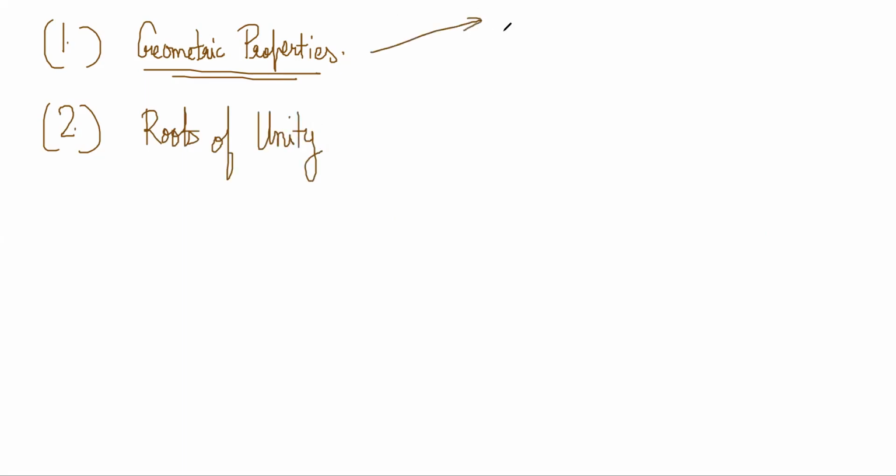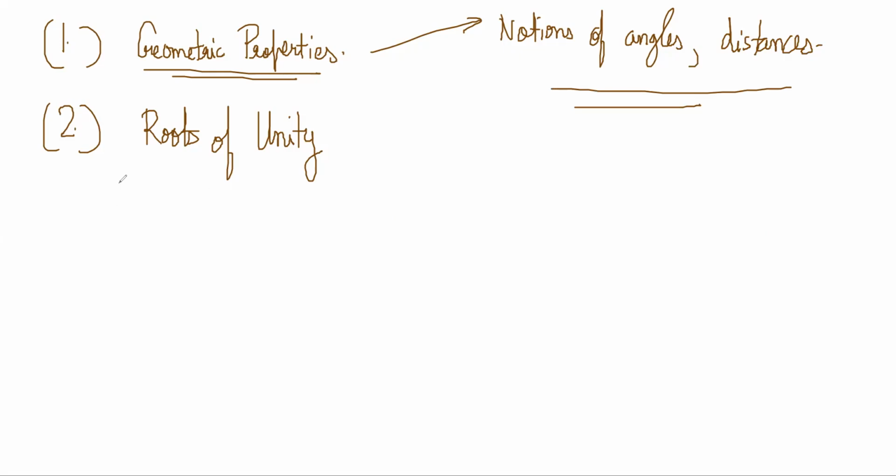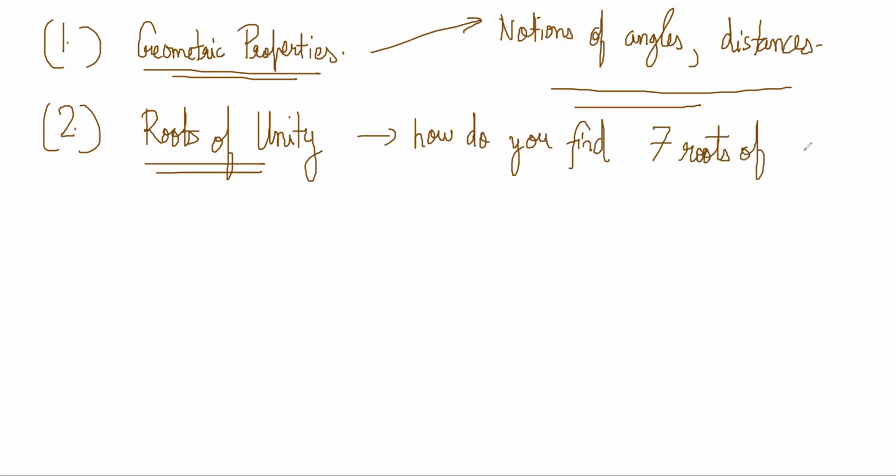What is the meaning of geometric properties? Notions of angles, distances, and stuff using complex numbers. Roots of unity means how do you find, say, for example, 7 roots of -3 or 1 or whatever, right? Okay. Many roots of unity. This is another thing. These are the two major things that are there.